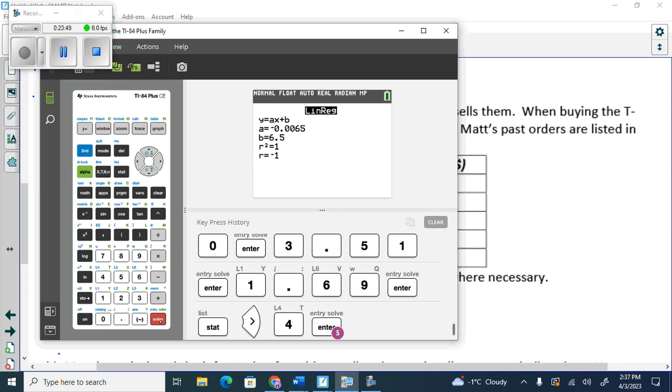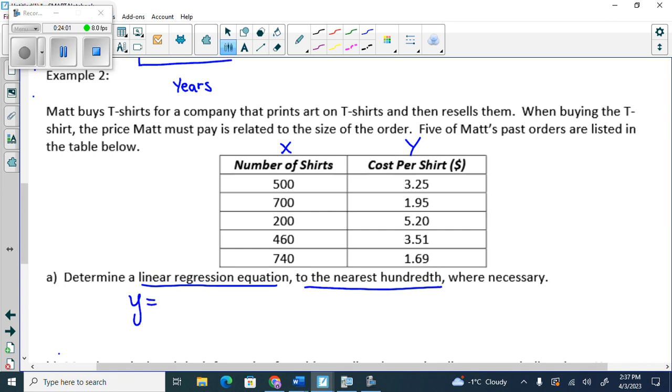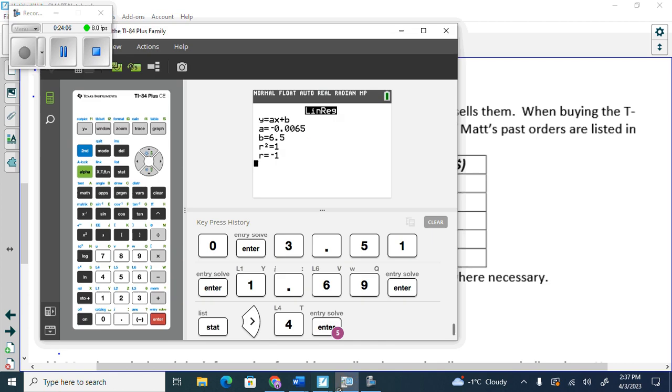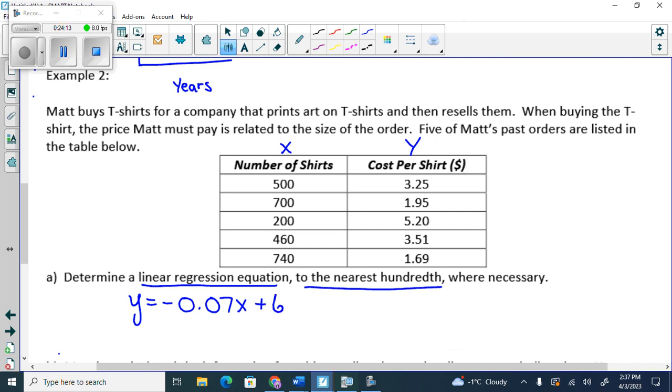So it says to the nearest hundredths where necessary. So it'd be negative 0.07. This one would be y equals negative 0.07x, and then plus 6.5 because it goes in for b. Now, do I use this into my y equals? The rounded equation? Do I ever use a rounded equation? No. So my screen just got me an equation, right?